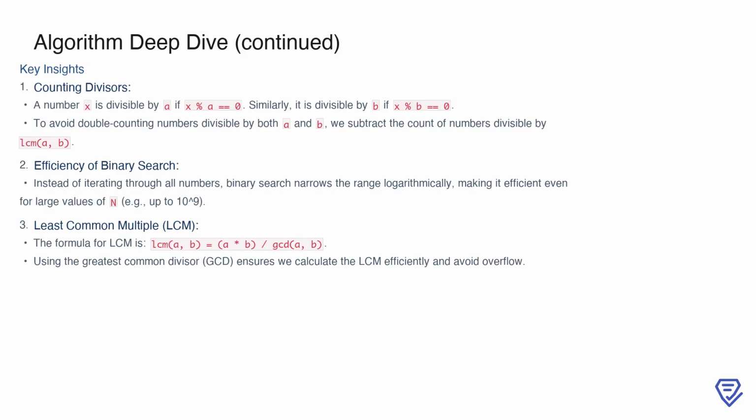Finally, calculating the least common multiple plays a critical role in avoiding double counting. The formula for the LCM is a*b/GCD(a, b), where the greatest common divisor is used to ensure the calculation is both efficient and avoids overflow when a and b are large.